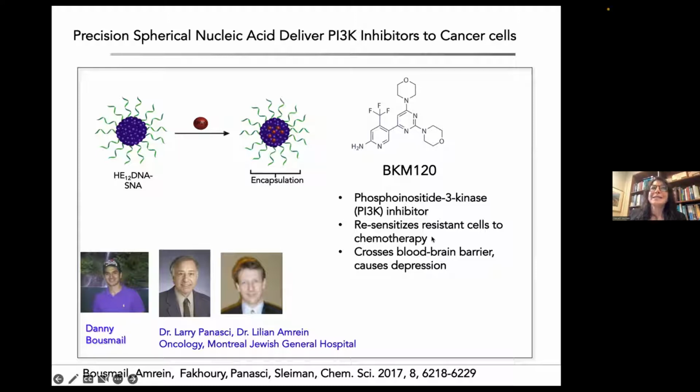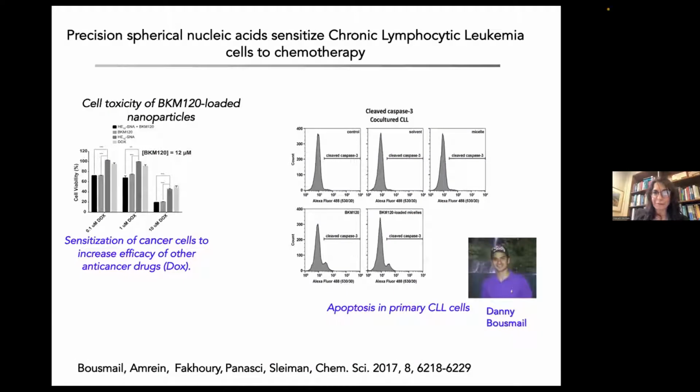One of the big side effects is that this drug crosses the blood-brain barrier and causes depression, which is really not desirable at all for anybody, including, of course, cancer patients. And so the question that we asked was very simple. One, can we encapsulate BKM120 and deliver it to cells using our spherical nucleic acids? And two, what does the biodistribution look like? Can we use the SNAs, the spherical nucleic acids, so that we do not cross the blood-brain barrier, and we essentially do not deliver this drug, BKM120, to the brain, where it will cause side effects?